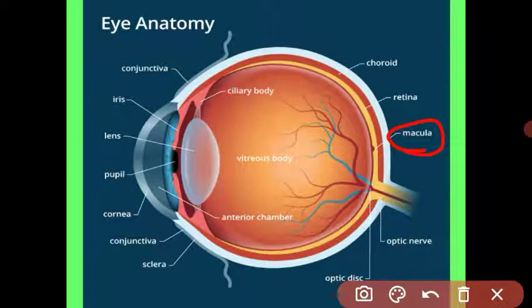This yellow spot is the best vision spot. Got it? And these have the nerve impulses. These nerve impulses travel through the optic nerve, and this nerve sends the message to the brain, and the brain interprets the image. In the next part I will explain the interpretation by the brain. Understood student?